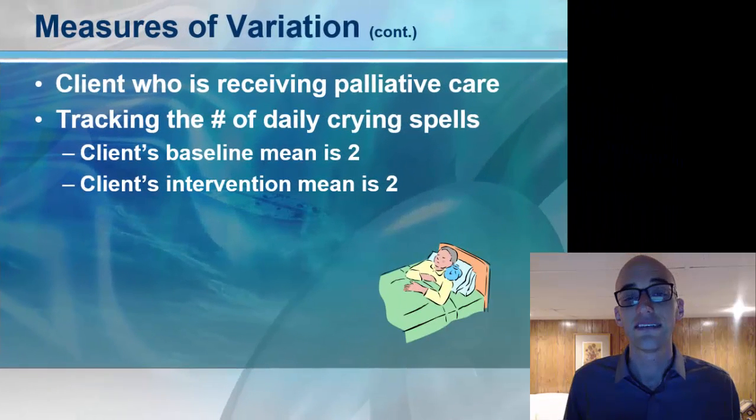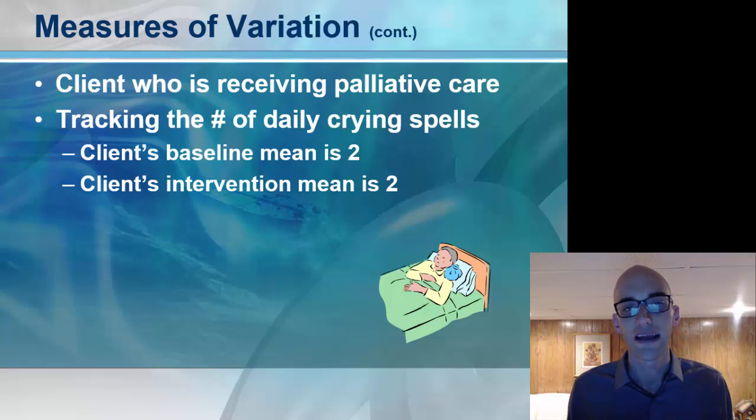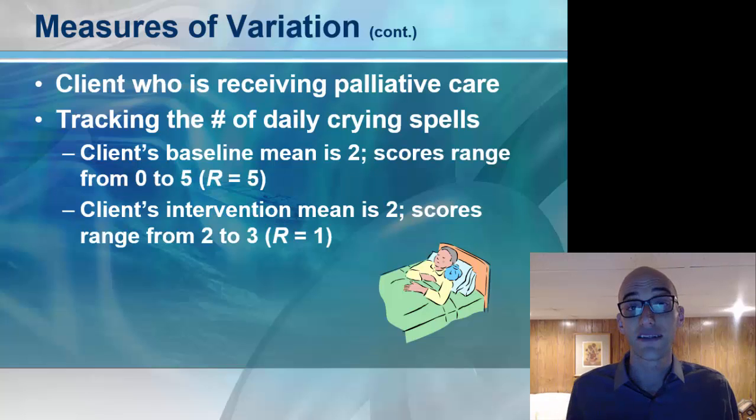All right, so a client who's receiving palliative care is tracking the number of crying spells per day. Their baseline mean is 2, and their intervention mean is 2. If you were looking at this, what would you say about the intervention? If the mean in the baseline is the same as the intervention, you'd say that it was ineffective, right? But what if we look at the range?